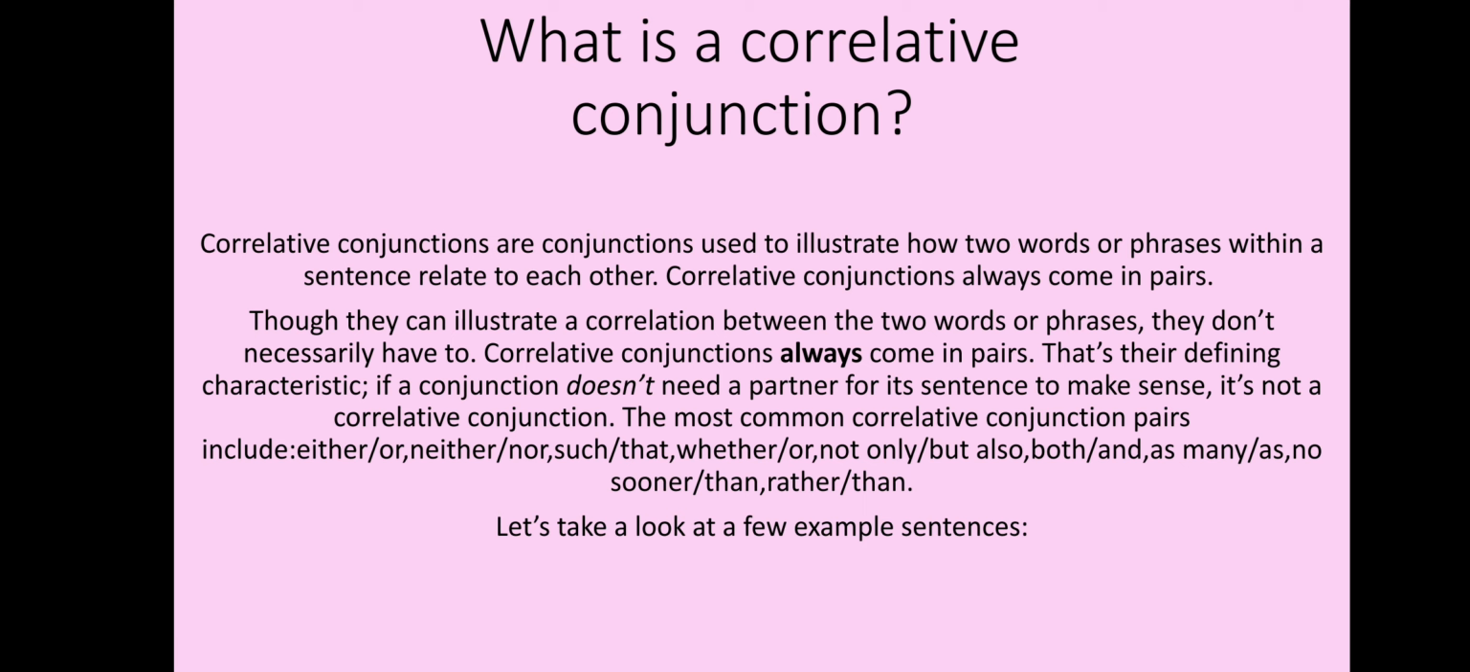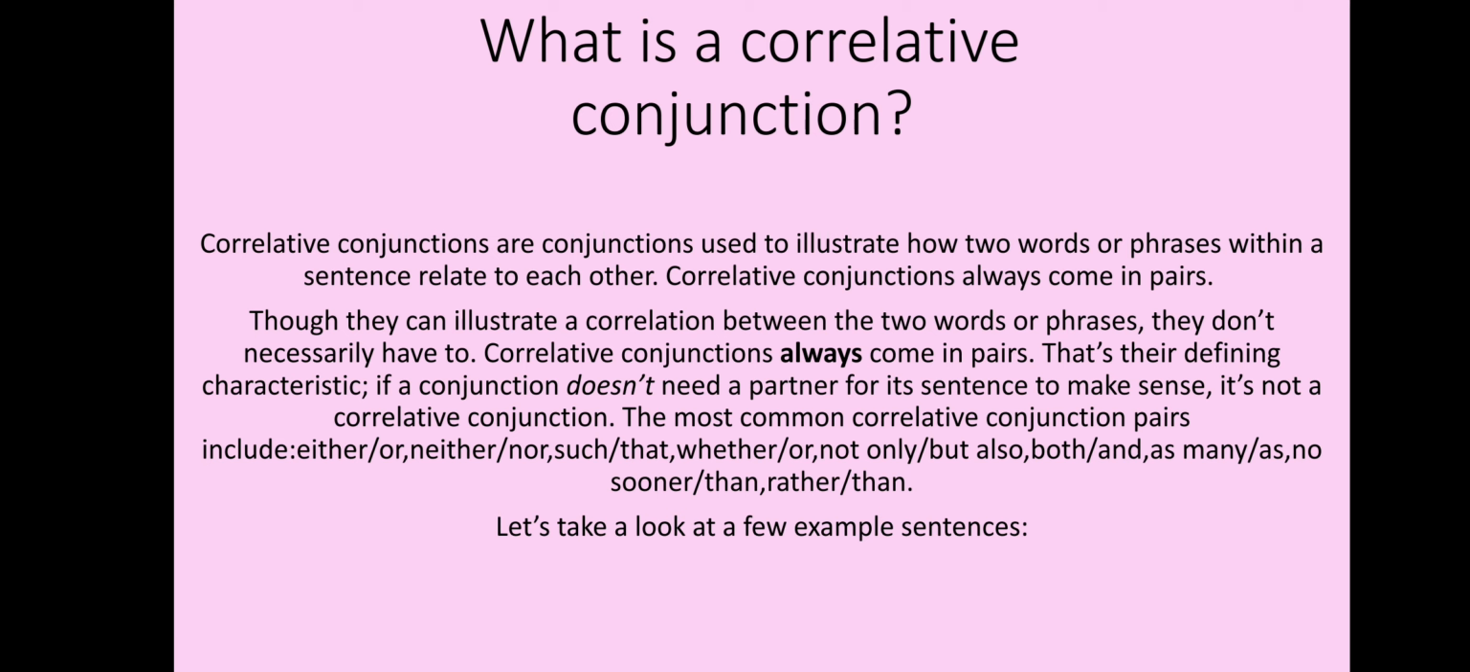What is a correlative conjunction? Correlative conjunctions are conjunctions used to illustrate how two words or phrases within a sentence relate to each other. Correlative conjunctions always come in pairs. Though they can illustrate a correlation between the two words or phrases, they don't necessarily have to.